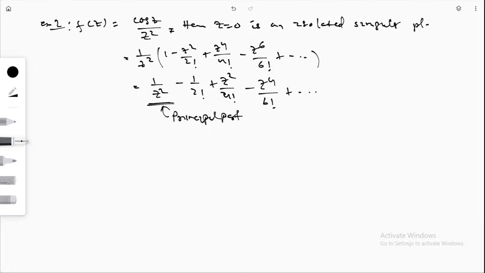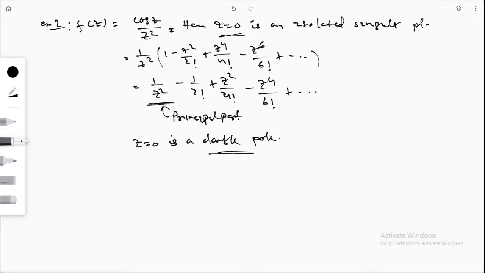So what is the power here? The power is 2 only. So I can say z equal to 0 is a double pole. Okay. If its order is 2, 3, 4 or something, then I will say it is a pole of order 2, 3, 4 like this. But here the order is 2, so order 2 is named a double pole.